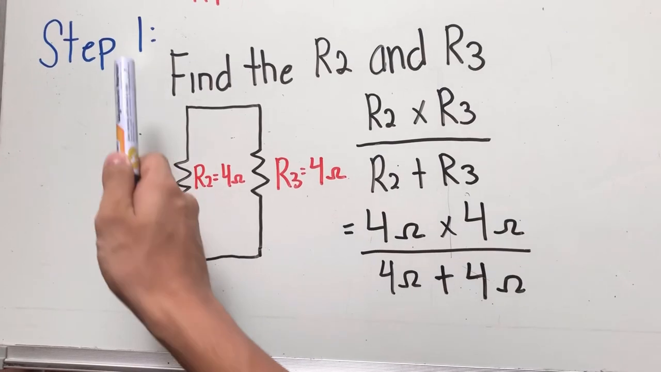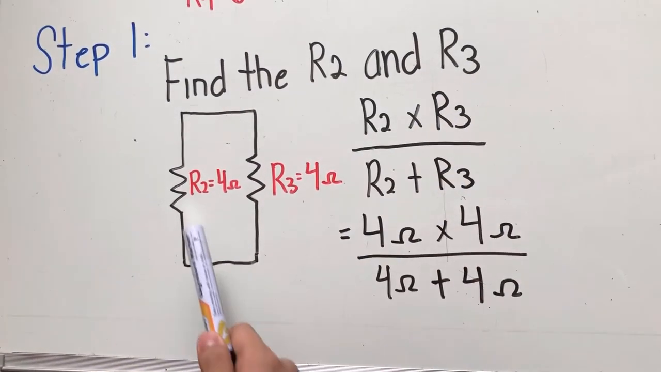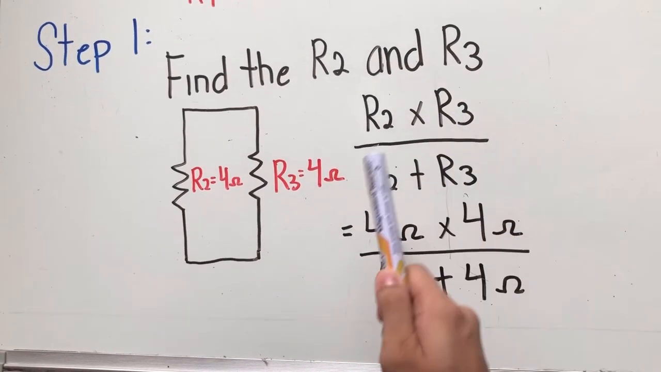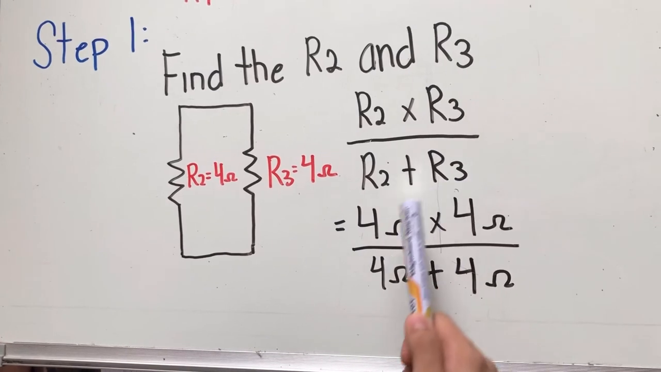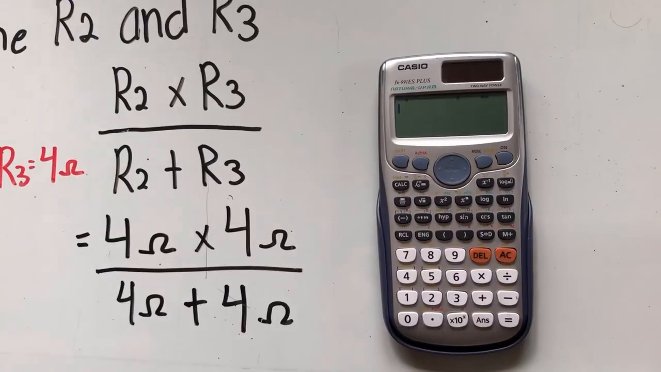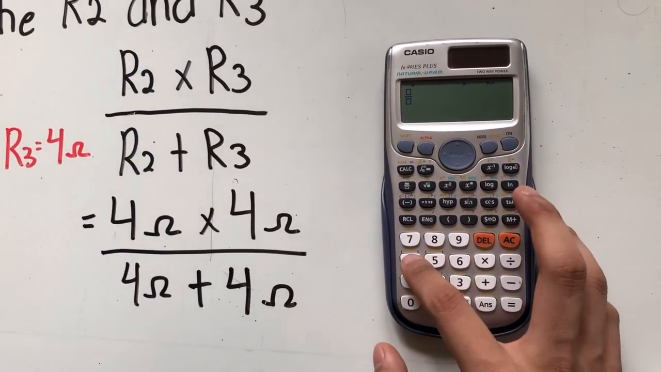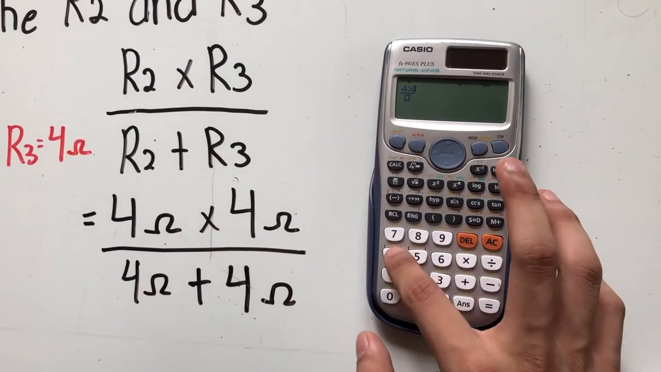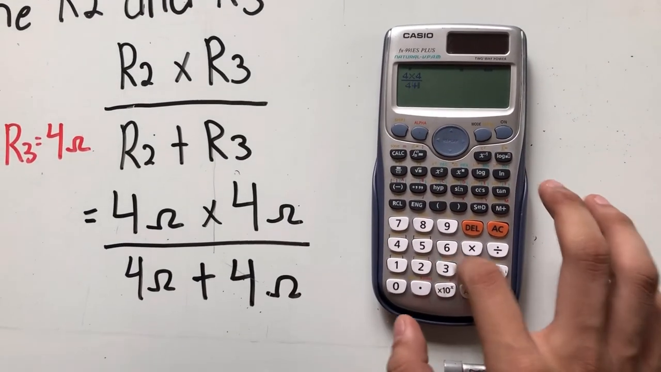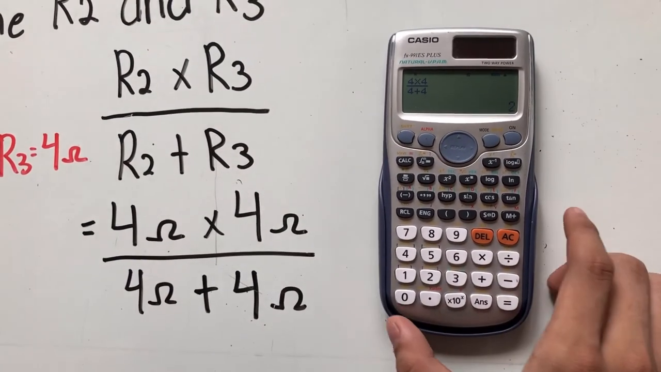Step 1. Find the R2 and R3. Our R2 is 4 ohms, R3 is 4 ohms. R2 times R3 all over R2 plus R3 is equal to 4 ohms times 4 ohms all over 4 ohms plus 4 ohms. So let's use our calculator for solving. 4 times 4 all over 4 plus 4 is equal to 2.